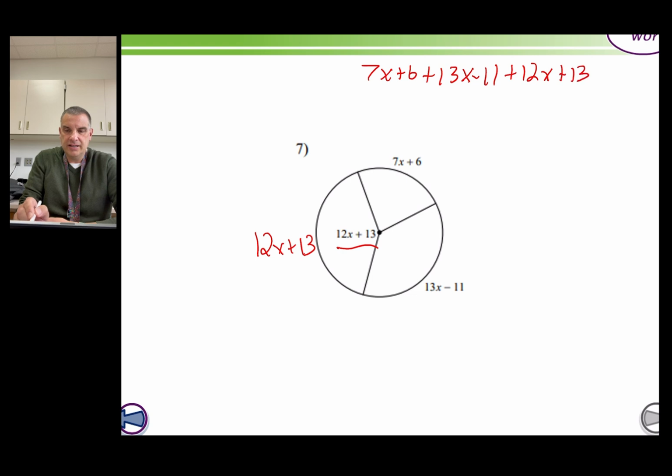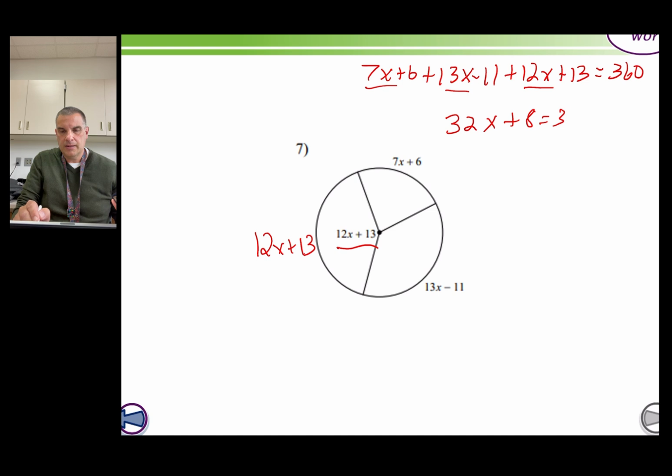they have to add up to 360 degrees. 7 and 13 is 20. That's 32 x's. We've got negative 11, that's 2, so that's plus 8, equals 360. Subtract 8. 32x equals 352. 352 divided by 32, we get x is equal to 11.